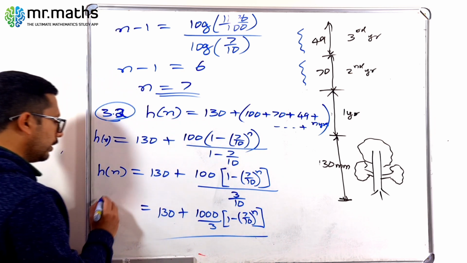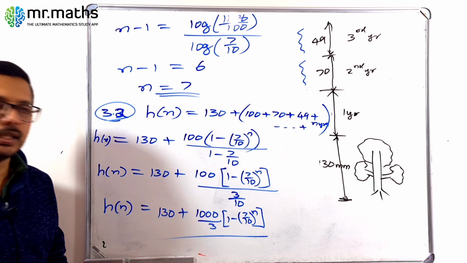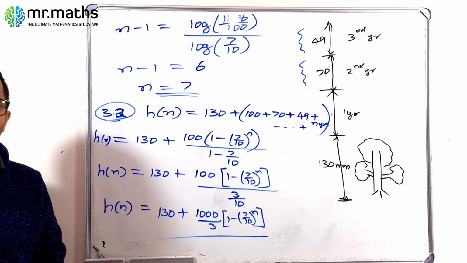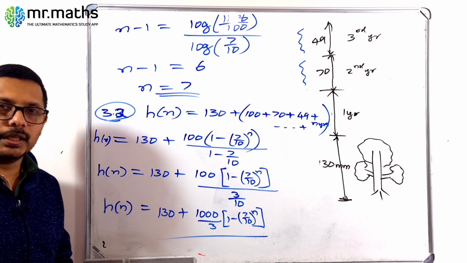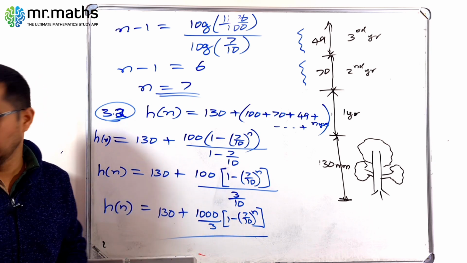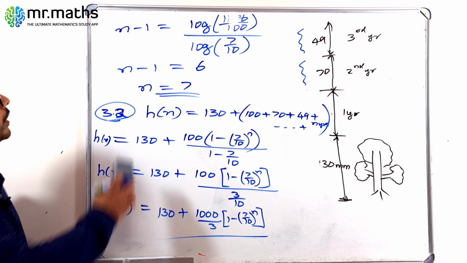And this is the equation for the height of the tree after n years: 130 plus 1000 by 3 into 1 minus 7 over 10, the whole raised to n. That is the equation for the height of the tree after n years. Now the next question, question number 3.3.